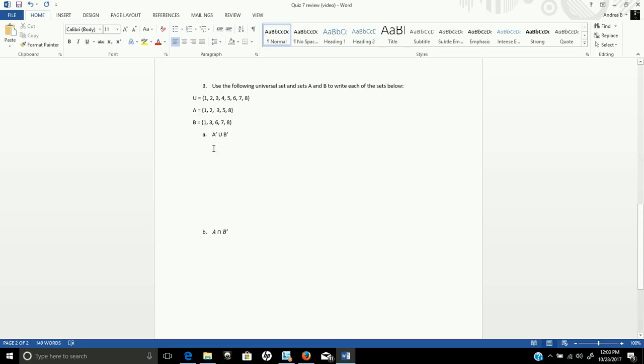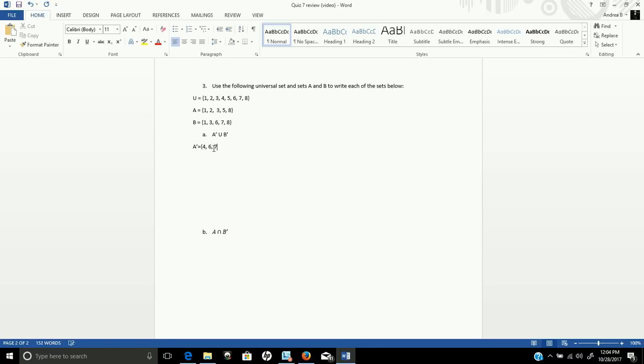So it might be helpful, first of all, for these to go through and list what is in each of those sets separately. So if we're dealing with the complement of A, in A to begin with, we have 1, 2, 3, 5, and 8. So the ones that are not in A, that were in our universal set U, we have 4 was not in A, and it looks like 6 and 7 are also not in A.